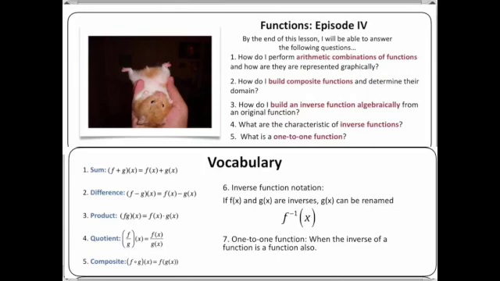Okay, in this episode, we're going to take a look at all the fun stuff we can do with functions, considering you can't spell function without fun. Haha. Anyhow.